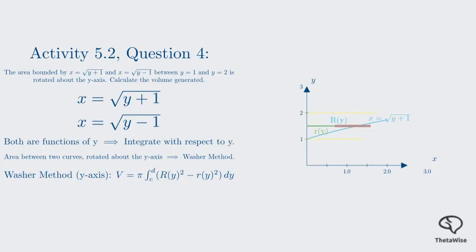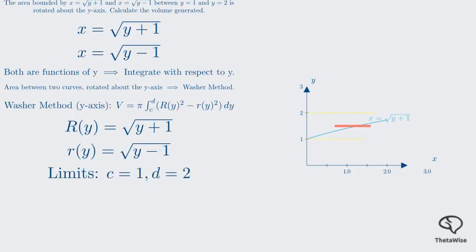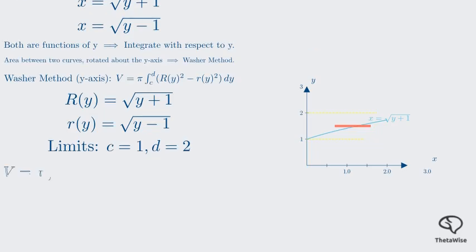Looking at our sketch, x equals the square root of y plus 1 is further from the y-axis. So our outer radius R is the square root of y plus 1, and our inner radius r is the square root of y minus 1. The limits of integration c and d are given as 1 and 2. Now we can set up the integral. V equals pi times the integral from 1 to 2 of the quantity square root of y plus 1, squared, minus square root of y minus 1, squared, dy.